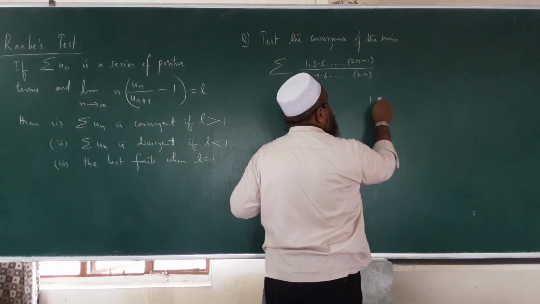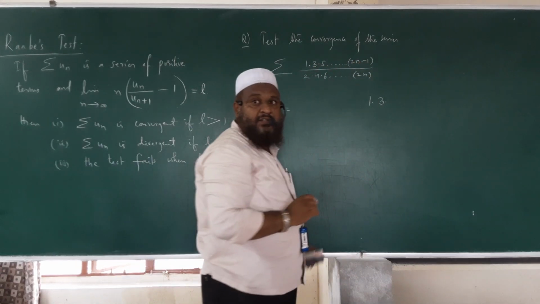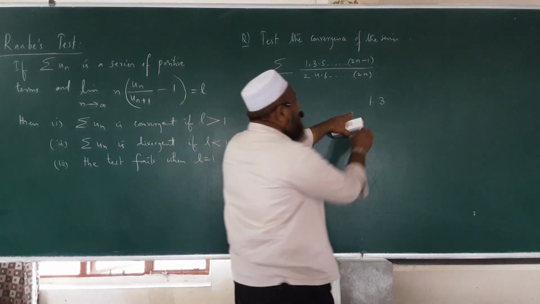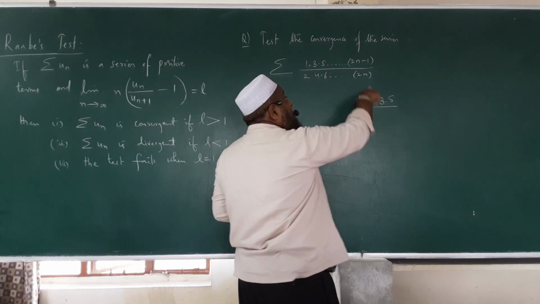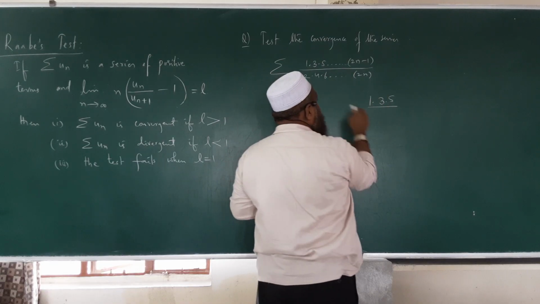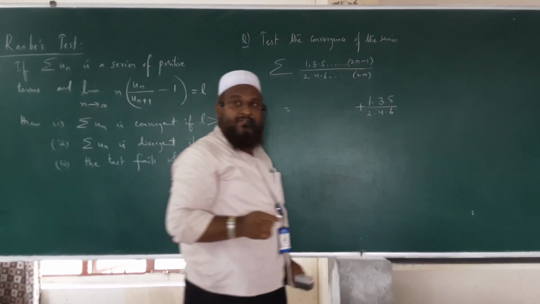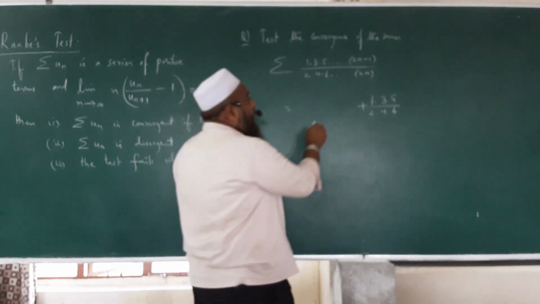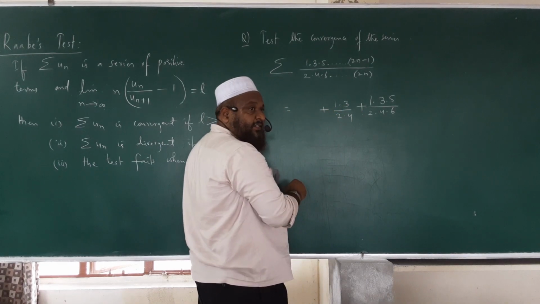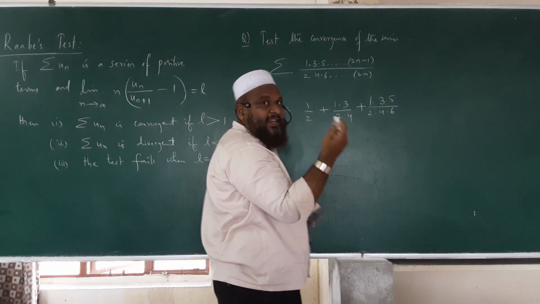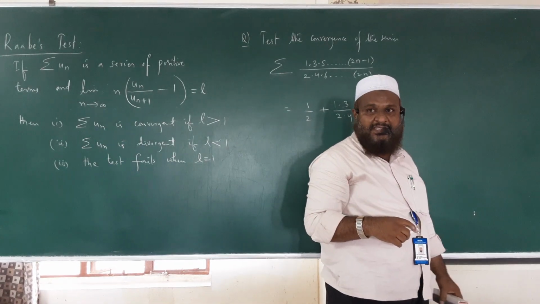1, 3, up to where do you have to go? Up to 2 into 3 minus 1, that is 6 minus 1, 5. So it will be 1, 3, 5 divided by, when n is equal to 3, it is 6 here, so it will start with 2 and end with 6. Plus, what is the second term? 1 into 3 by 2 into 4. What is the first term? 1 by 2. I can assume you can tell what the fourth term is.